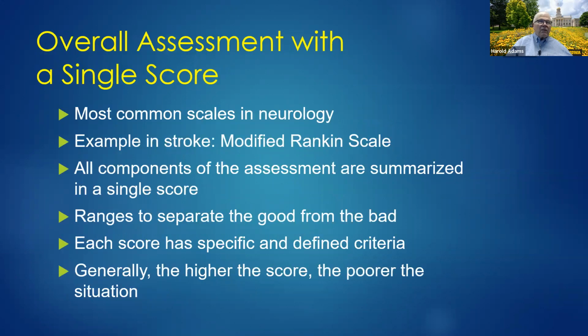Now, these are the most common assessments with a single score. An example in stroke is the modified Rankin scale. We'll go over this. So, as I mentioned, you want to separate the good from the bad. Generally with these scores, the higher the score, the poorer the situation.